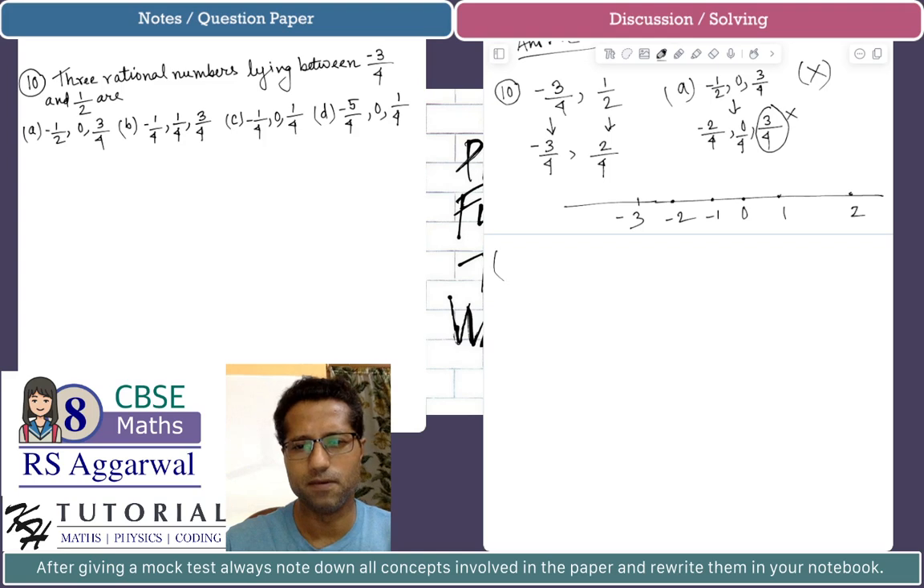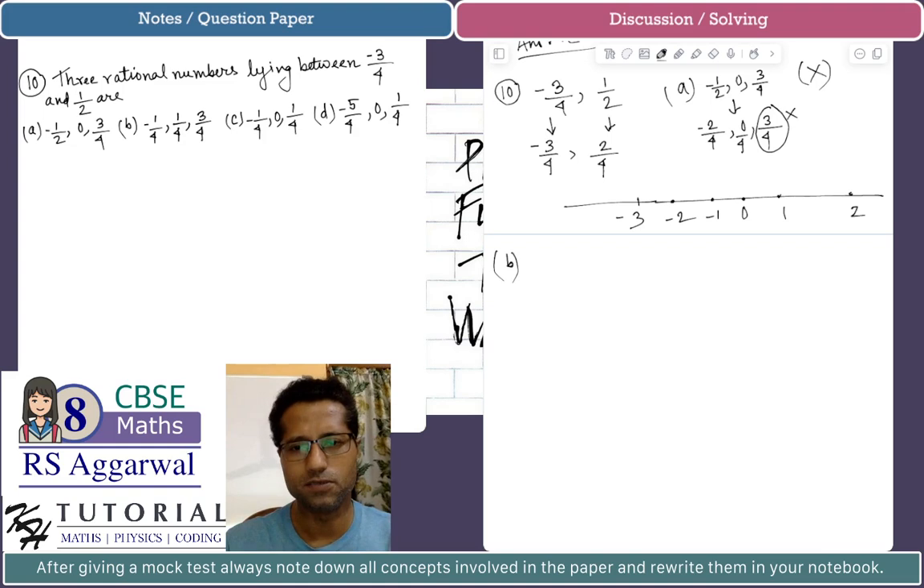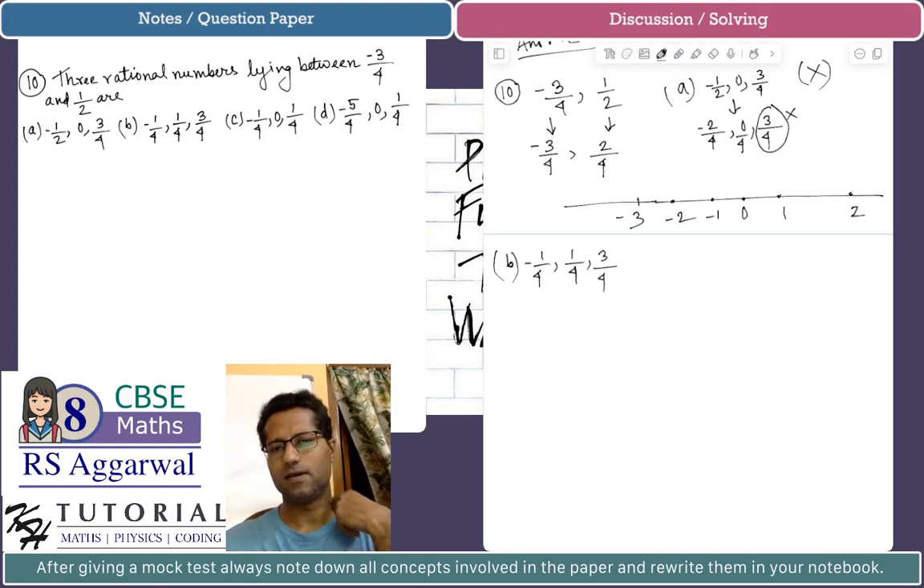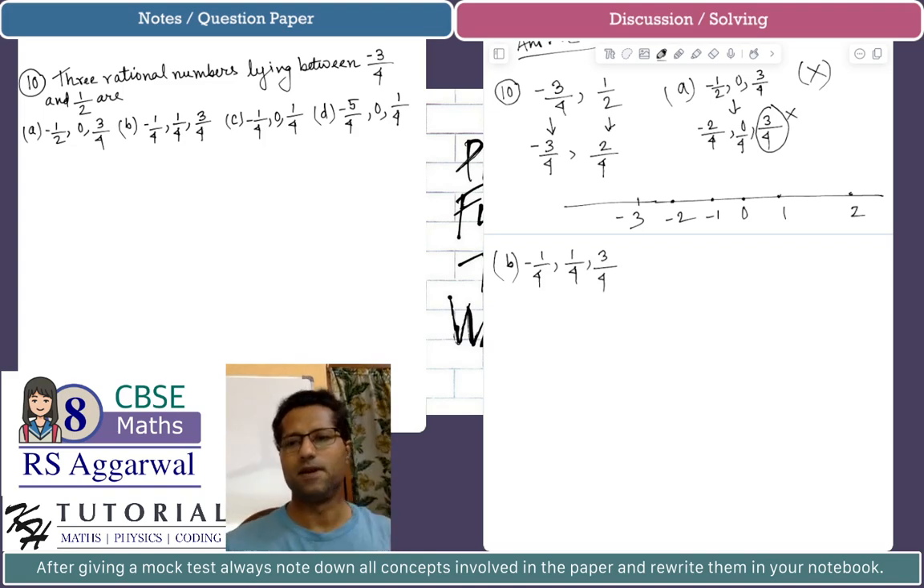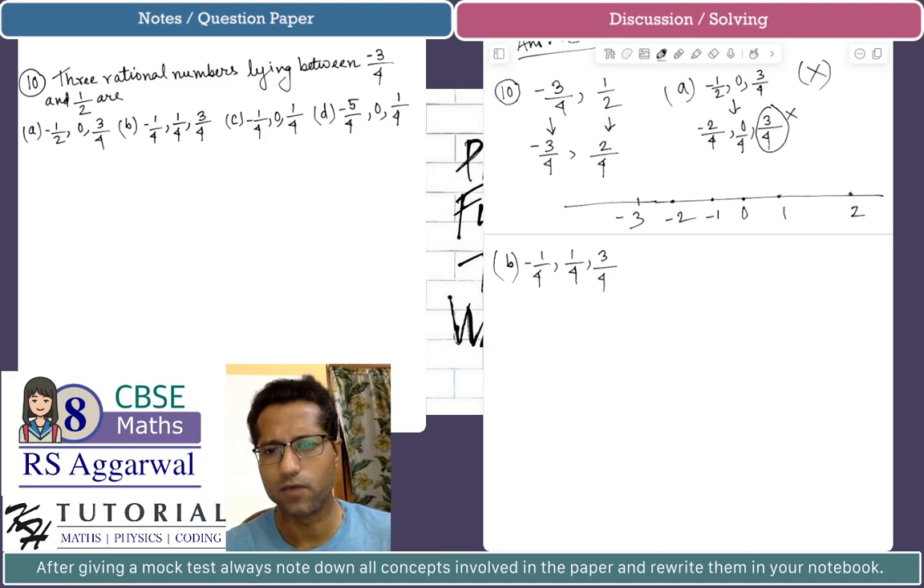Now let's see what B is. For all the choices, we will convert all three rational numbers to have a denominator of 4. B already has all denominators as 4. Now we have to check whether minus 1, 1 and 3 are lying between minus 3 and 2. So minus 1 is lying between minus 3 and 2, fine. 1 is lying between minus 3 and 2, fine. 3 is not lying between minus 3 and 2. So this is also not correct.